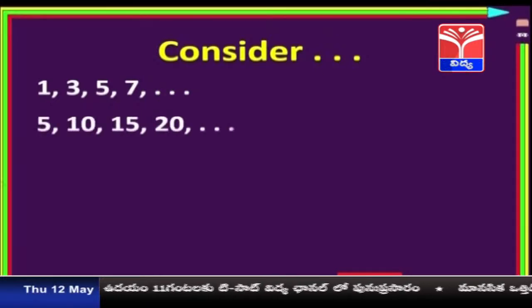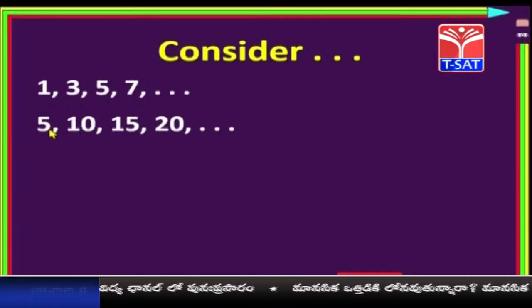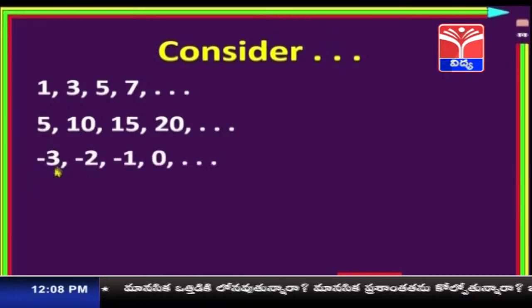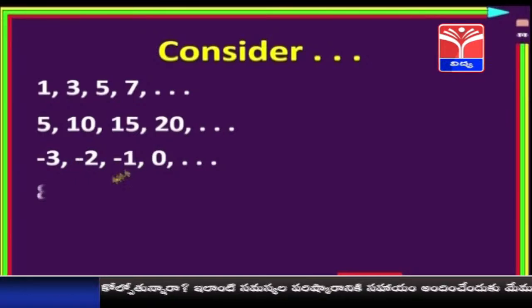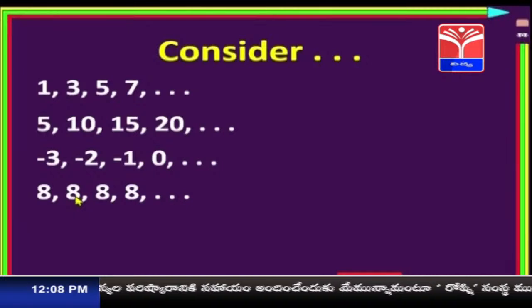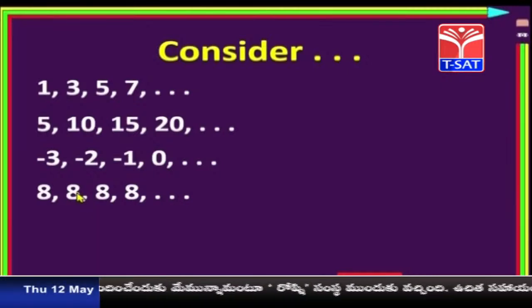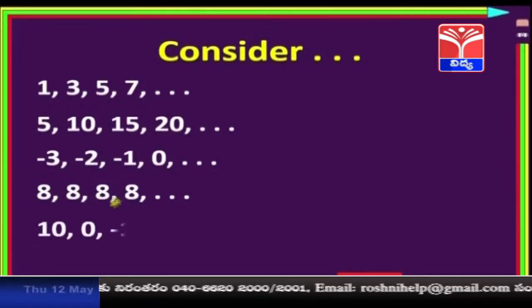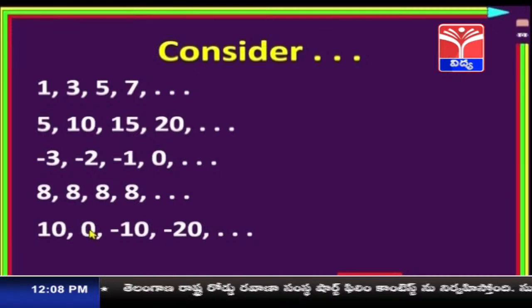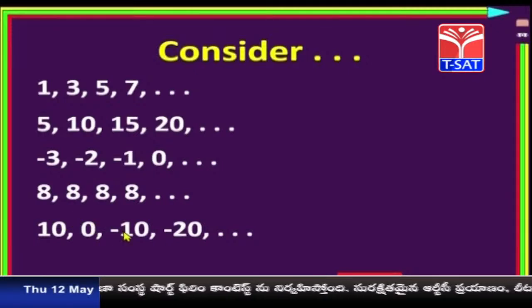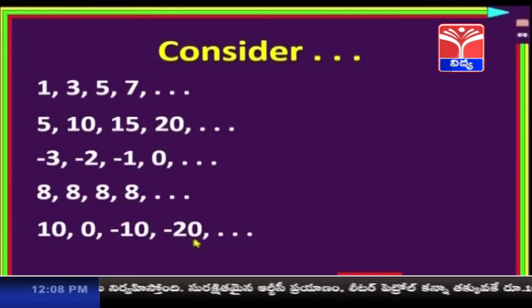Next, in this one, each term is increased by 5. In this one, if we add a fixed number 1, then we will get the next terms. In this sequence, what is the fixed number? Can you guess? Yes, the fixed number is 0. 8 plus 0 is 8, 8 plus 0 is 8, 8 plus 0 is 8. And in the last one, the fixed number is minus 10. 10 plus minus 10 is 0, 0 plus minus 10 is minus 10, minus 10 plus minus 10 is minus 20, like that.